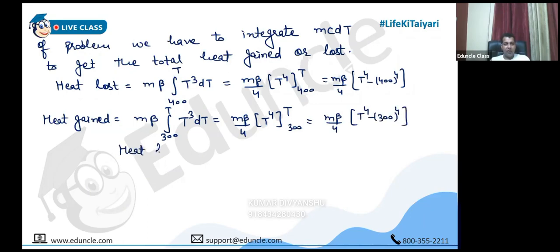So now I will take heat lost plus heat gained equal to 0, because now heat lost involves the negative sign also. Otherwise you can integrate it from T to 300, or heat lost from T to 400, like this. Smaller to larger. Then you can write heat lost equal to heat gained.